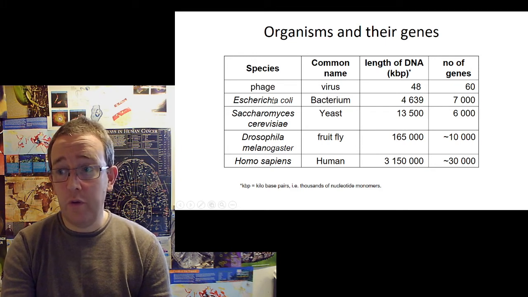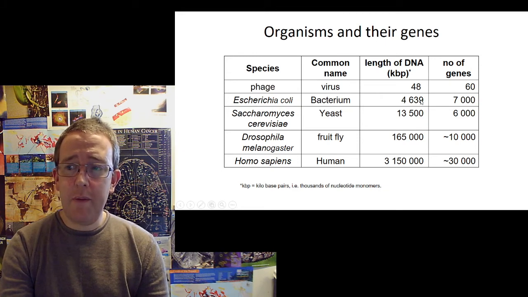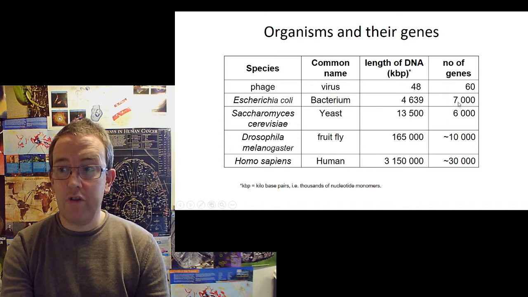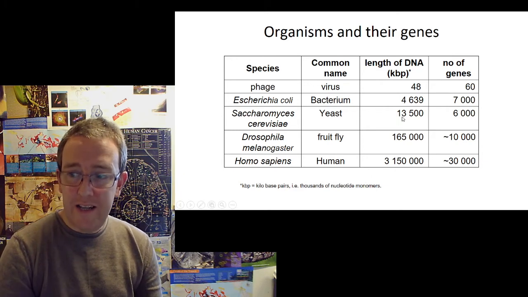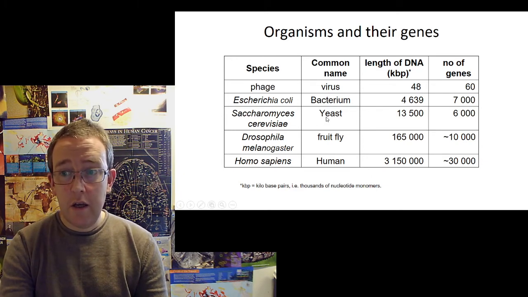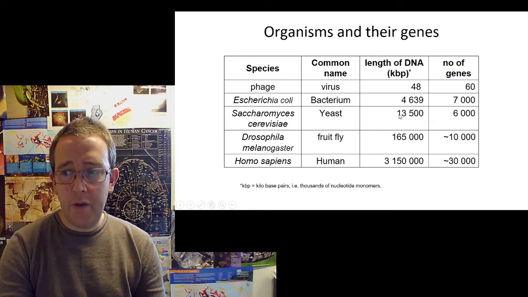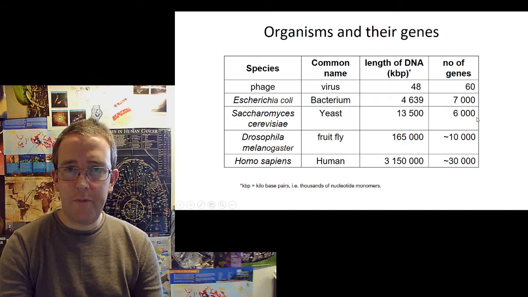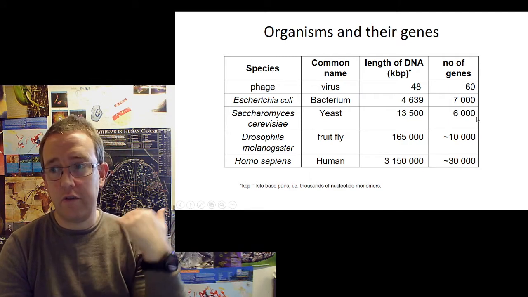As we go up to E. coli, as you can see, it's about 100 times more complicated. Similarly, we've got about 100 times more genes, so there's a linear correlation there. We go up to our yeast, Saccharomyces cerevisiae, standard brewer's yeast, and we've got 13.5 kilobase pairs, but only 6,000 genes. So the linear increase stops there.